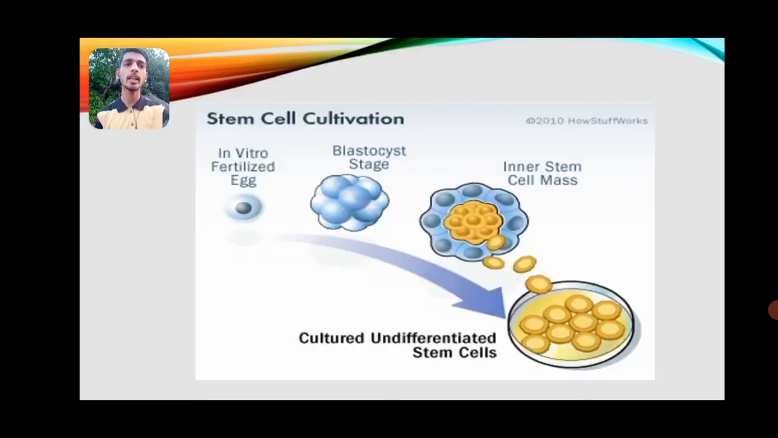Okay. So next is the cell differentiation of the stem cell, in which the blastocyst formation is shown in the figure as well. This is the in vitro fertilized egg, which is first. After that comes the blastocyst stage, and after that the inner cell mass.